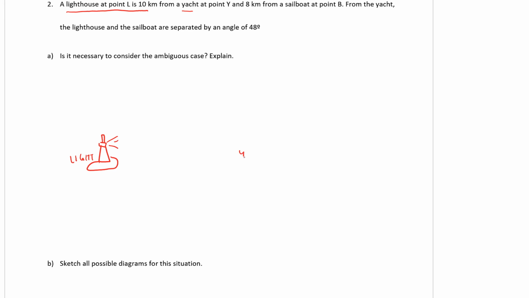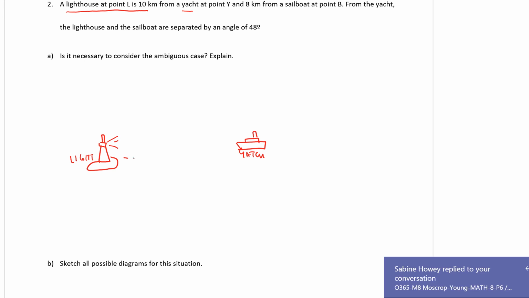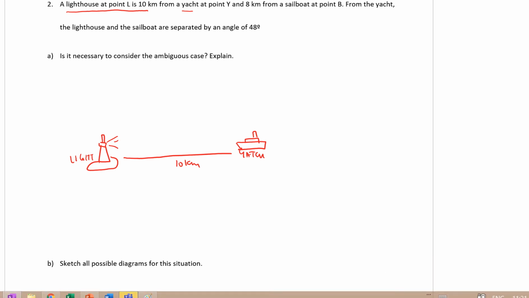So I'll put down here's a yacht. Okay, so it's a beautiful boat. Here's a yacht. And that distance from here to here is 10 kilometers. And it says from the yacht at point A, and then 8 kilometers from a sailboat at point B. And so here's a sailboat at point B. And that distance is 8 kilometers.